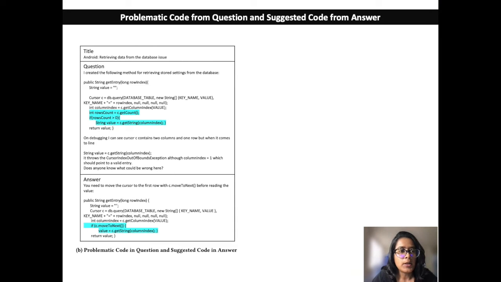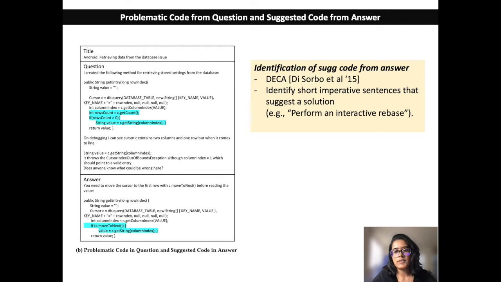Next, we look at the other part of the problem, where we have to identify problematic code from the question and the suggested code from the answer. To do this, we decompose this problem of code pair extraction into two subproblems. First, we identify suggested code from answers using linguistic patterns. Next, we extract the problematic code from the question using textual heuristics.